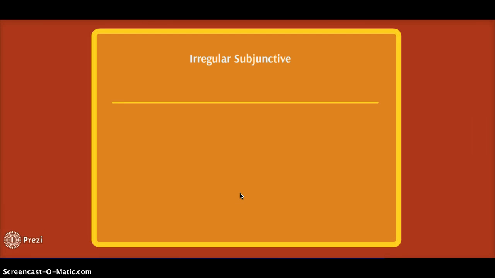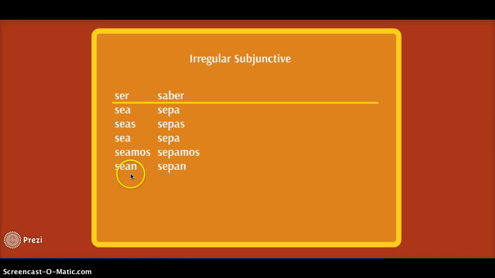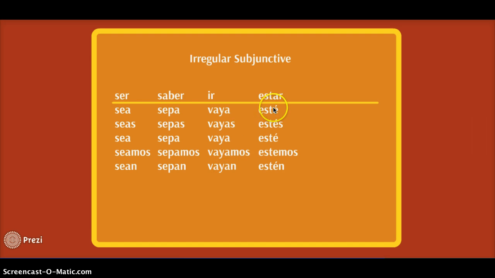Now, all together. Irregular subjunctive. Ser. Sea, seas, sea, seamos, sean. Saber. Sepa, sepas, sepa, sepamos, sepan. Ir. Vaya, vayas, vaya, vayamos, vayan. Estar. Esté, estés, esté, estemos, estén. Dar. Dé, des, dé, demos, den. And haber is just haya.